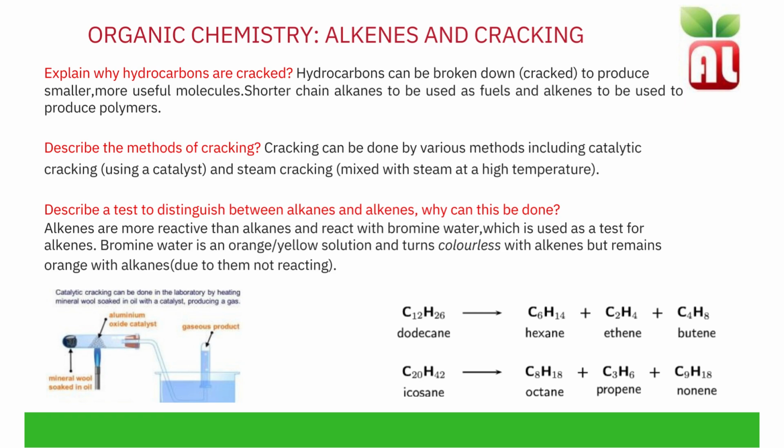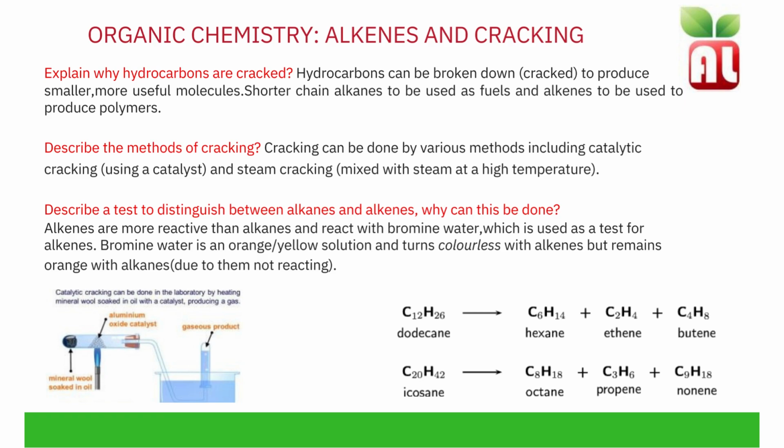Hydrocarbons can be broken down to produce smaller, more useful molecules. They are more useful as they will have a lower boiling point. Shorter chain alkanes can be used as fuels, and alkenes to be used to produce polymers. The products of cracking an alkane will give you a mixture of alkane and alkene units. Alkenes are molecules that contain a carbon-carbon double bond. They have double the number of hydrogen atoms as they do carbon atoms.